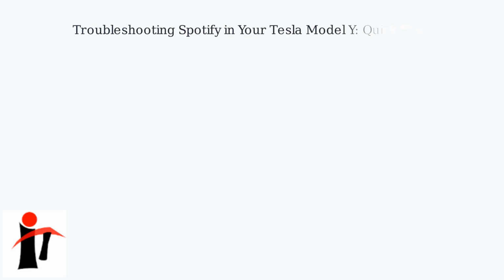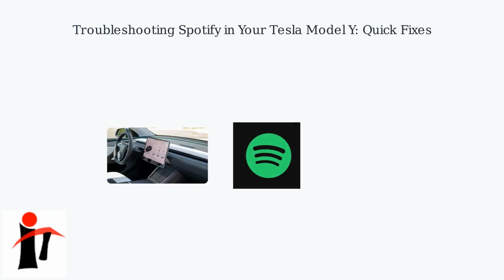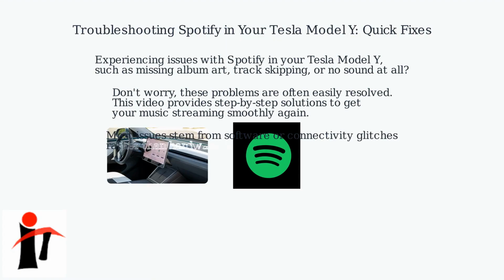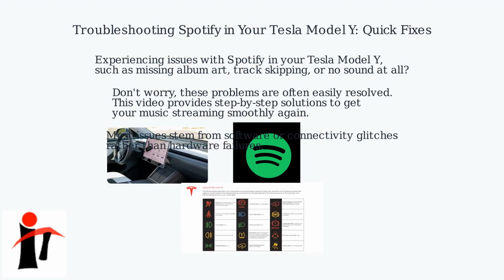Experiencing issues with Spotify in your Tesla Model Y, such as missing album art, track skipping, or no sound at all? Don't worry, these problems are often easily resolved. This video provides step-by-step solutions to get your music streaming smoothly again. Most issues stem from software or connectivity glitches, rather than hardware failures.